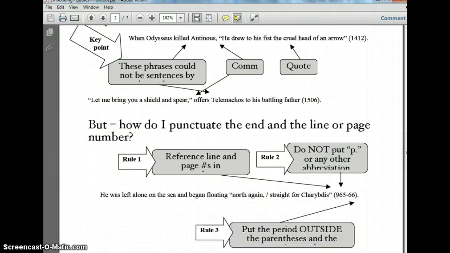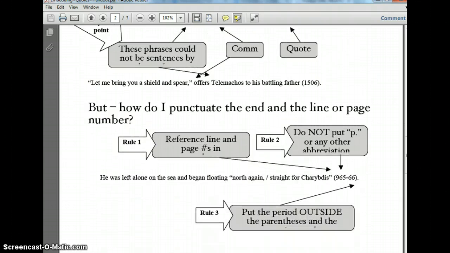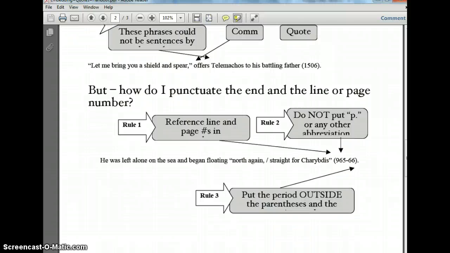But how do you punctuate the end and the line or page number? So the reference, line and page number, goes here, or the author's last name. Do not put P or any other abbreviation. I don't need page, I don't need PG, I don't need anything.